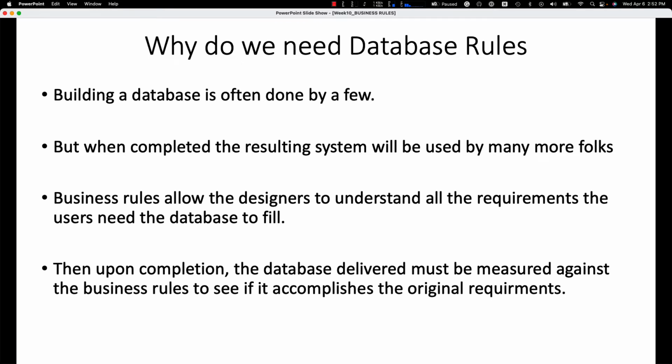Upon completion, the database you deliver must be measured against the business rules, so that when you think you're done, one of the ways you know that you're done is to go through the business rules and see if you met all the objectives that users set before you started.